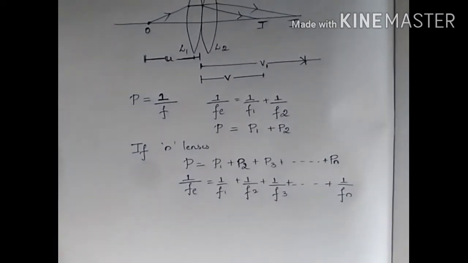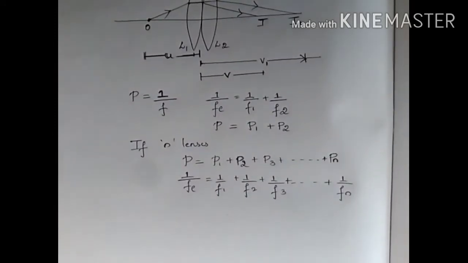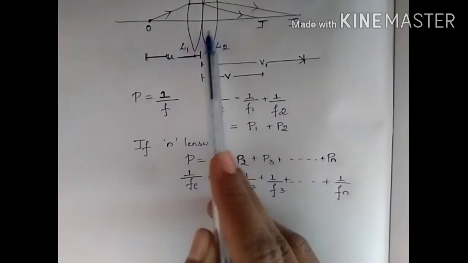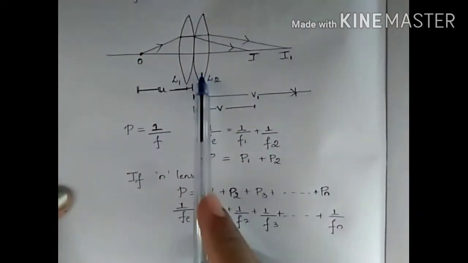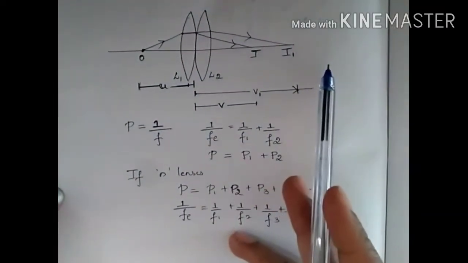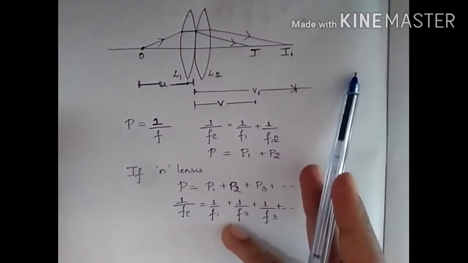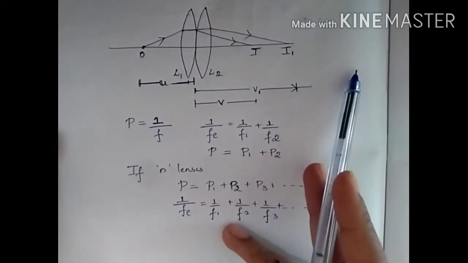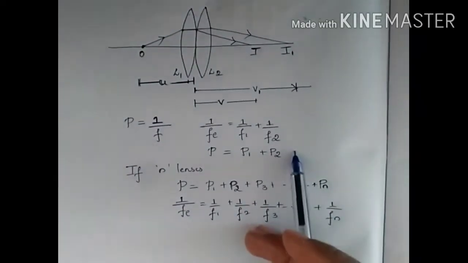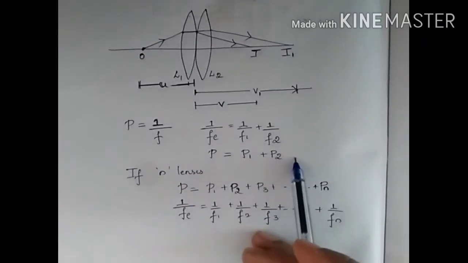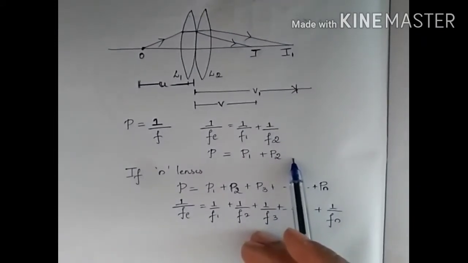Now in this lecture we are going to learn how the equivalent focal length of two lenses is measured if these two lenses are separated by a finite distance and are kept coaxially. Then what will happen to the equivalent focal length? Let us see the derivation as well as the ray diagram for the equivalent focal length of two thin lenses separated by some distance.